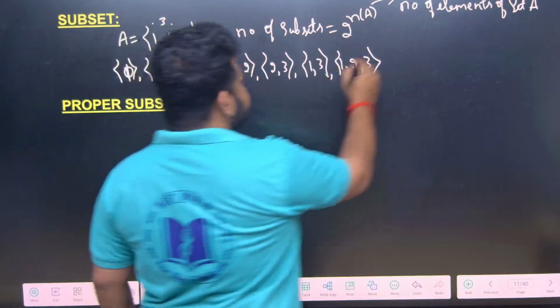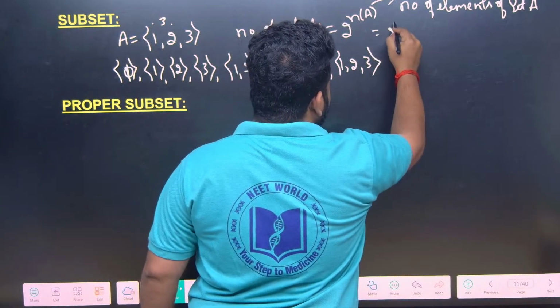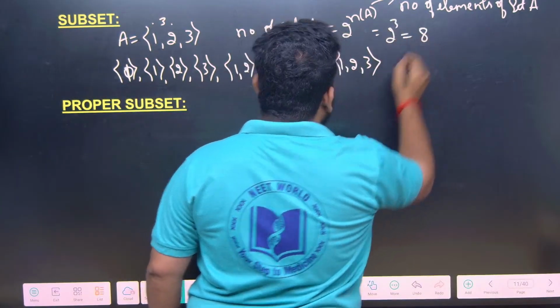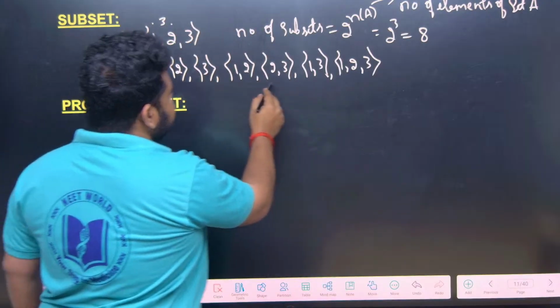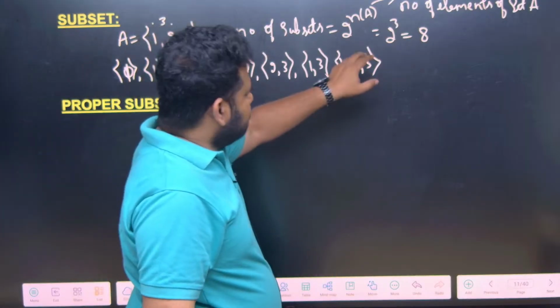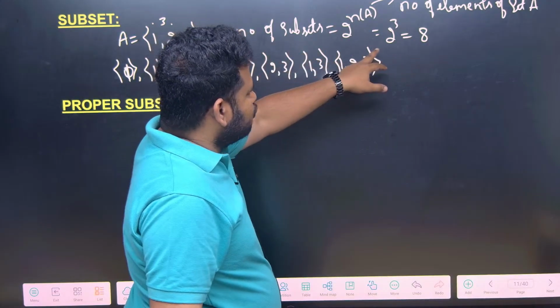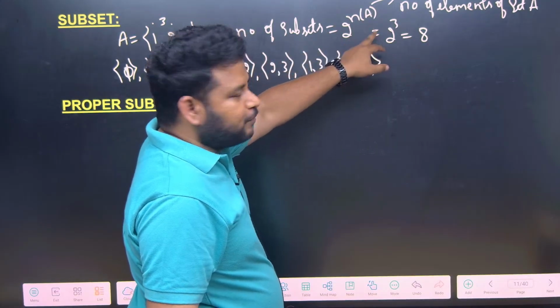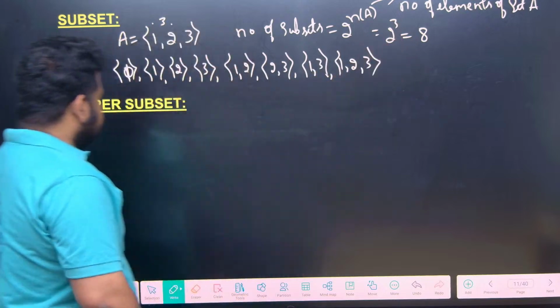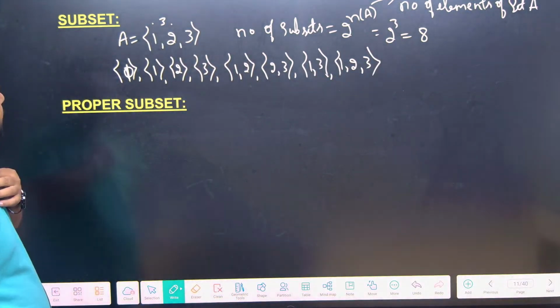So number of subsets will be what? 2 power n of a. N of a is 3. 2 power 3 we are having 8. So that is what we have: 1, 2, 3, 4, 5, 6, 7, 8. The number of subsets is 2 power number of elements of A, that is 2 power 3, we are having 8. Clear? Now we have something called proper set and improper set.